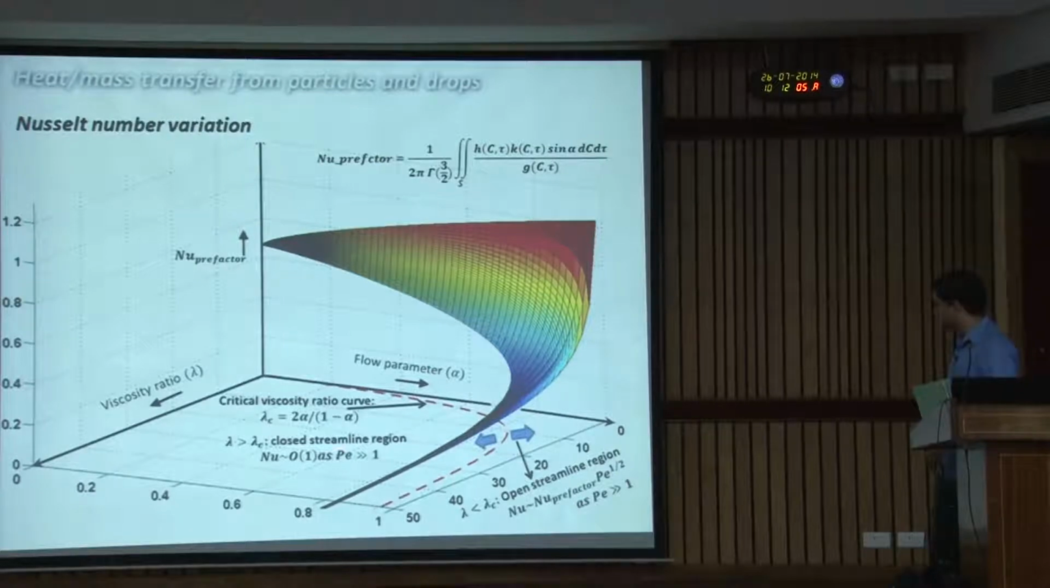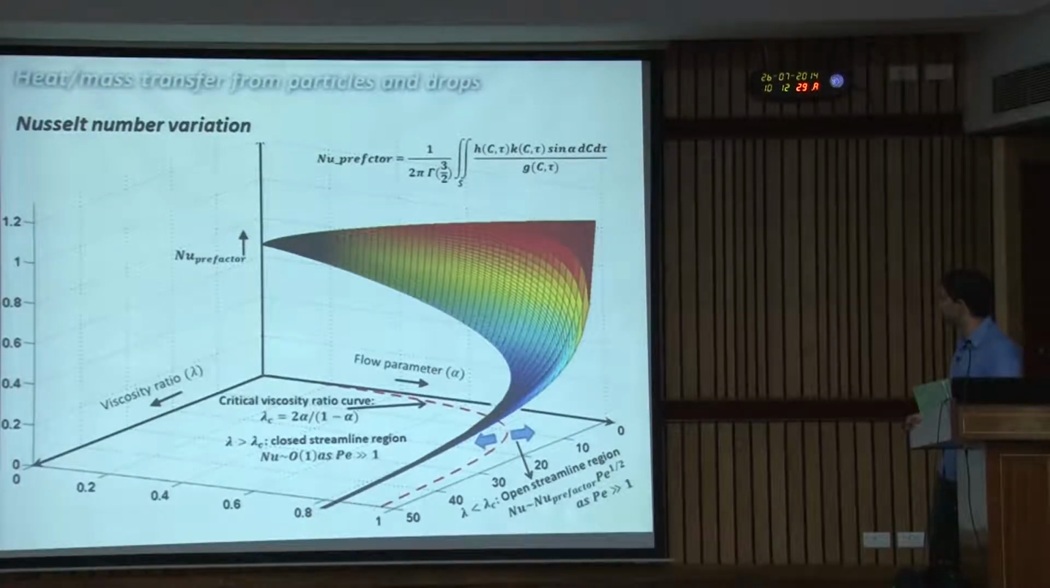And for values of viscosity below that critical viscosity, you are in the open streamline regime, and you can calculate the Nusselt number. So that is the result of the boundary layer analysis. And I don't know if I mentioned this, this is work done by Deepak Krishnamurthy, who is just graduating with an MS from JNC. He's worked with me for the last 3 years.